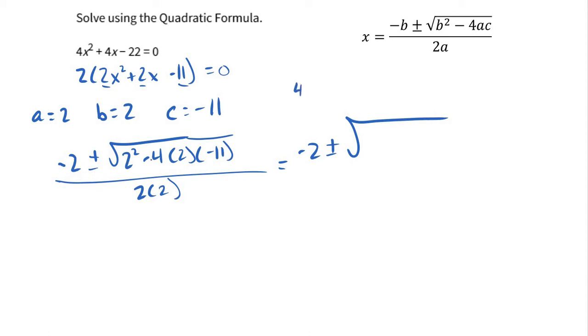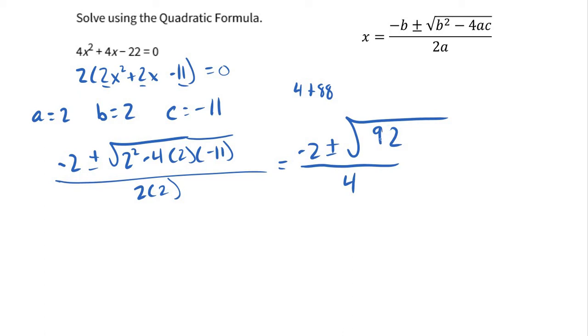Let me just do it right here. 4. I've got negative 4 times 2, that's negative 8 times negative 11, so that'd be 88. So plus 88. Wait, is that right? 8 times 11, yeah. So 88. So this would be square root of 92 all over 4.